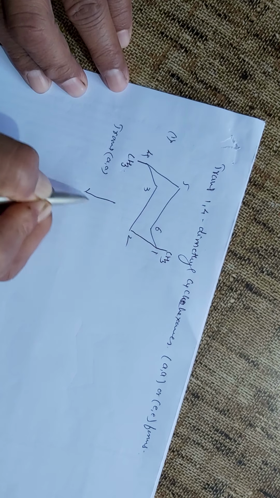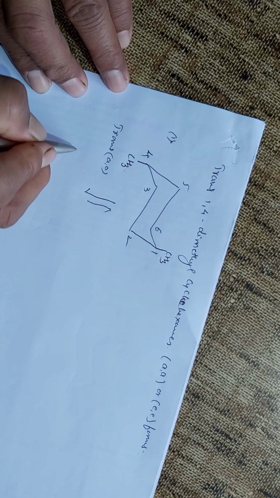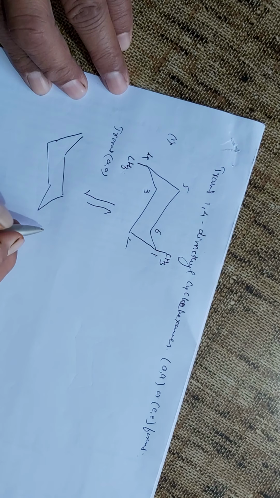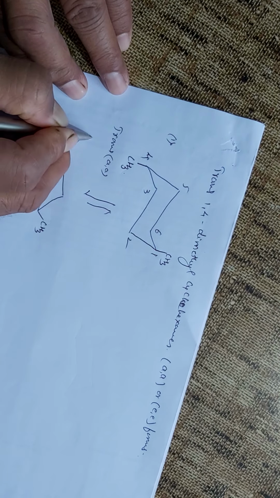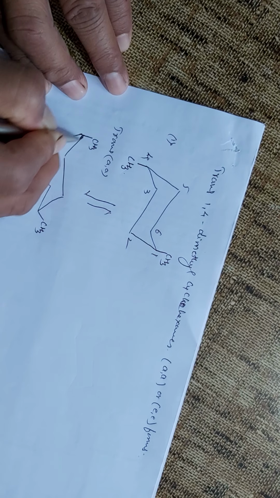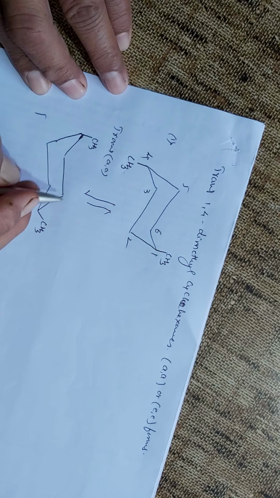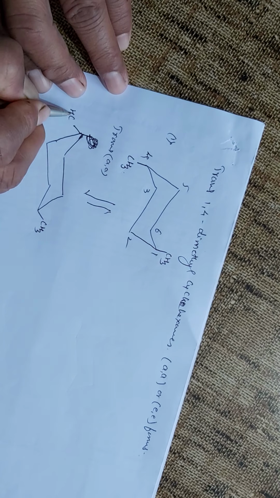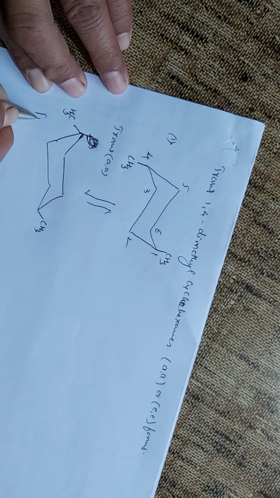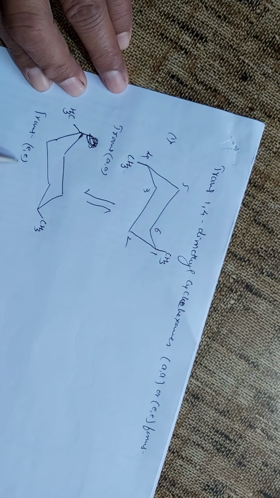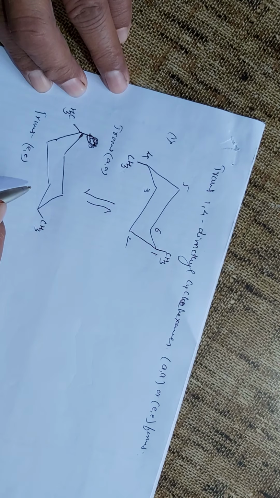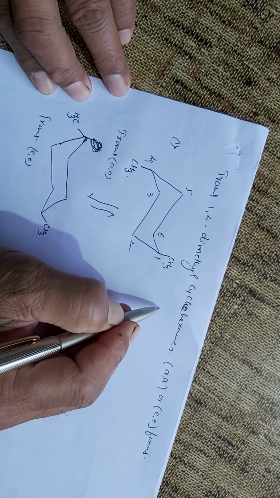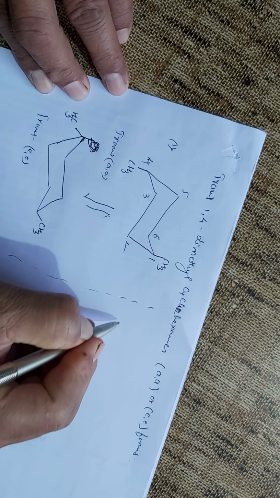Now on ring flipping, this molecule will give the other possible conformation, in which the axial gets converted into equatorial and the equatorial gets converted into axial. Sorry, both the groups are axial in this, and so both will get converted into equatorial positions. So it's trans equatorial equatorial. These are the conformational isomers, and they will show the mirror images of each other.